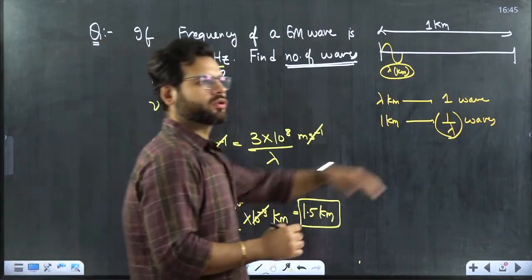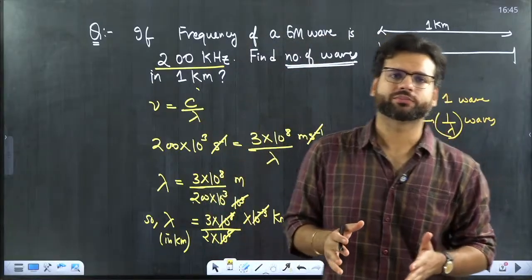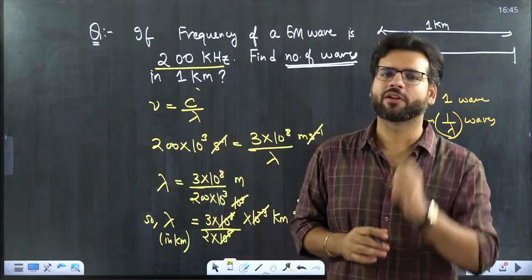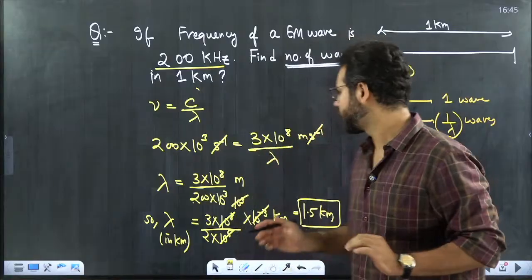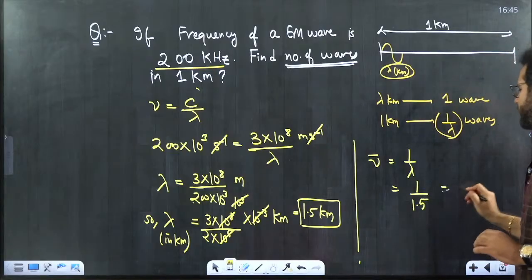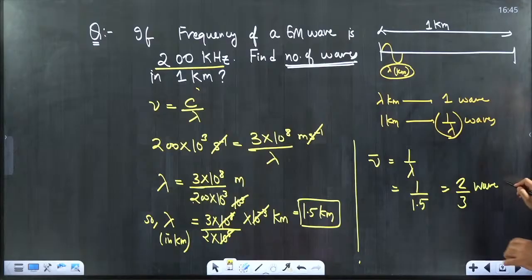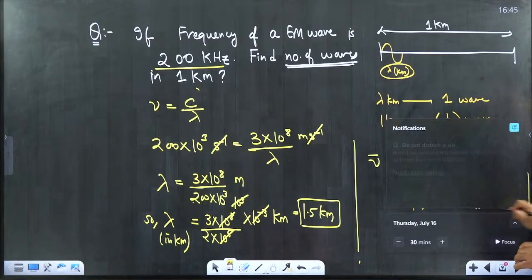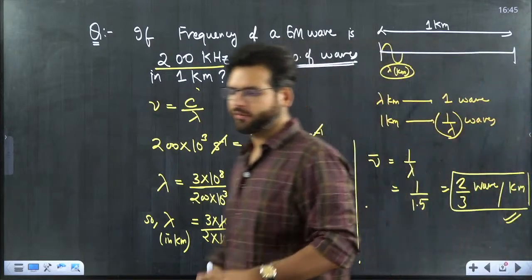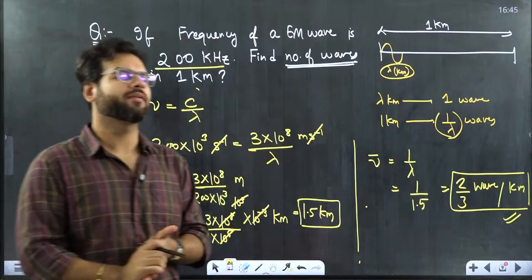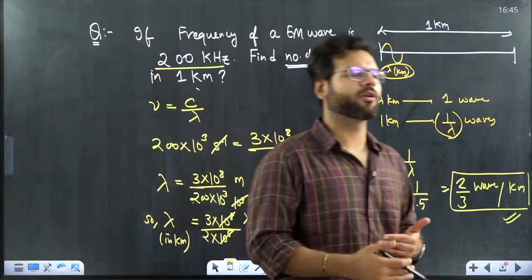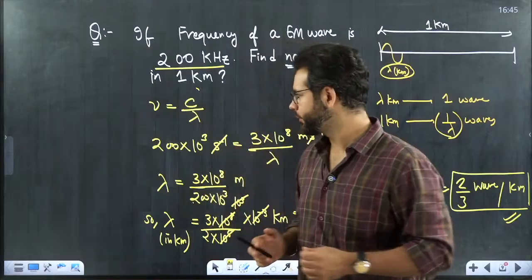1.5 kilometer. So the wavelength is more than a kilometer, meaning that in 1.5 kilometer one wave will fit. So in 1 kilometer less than one wave will fit. So wave number will be 1 by lambda, which is 1 by 1.5, which is 2 by 3 waves per kilometer. Answer is 2 by 3. Means only 2 by 3 wave will come in 1 kilometer, not even one complete wave. These are the type of questions that we can get from Maxwell's theory.